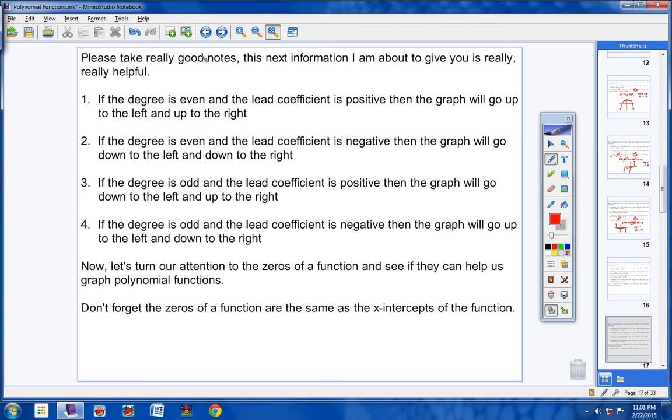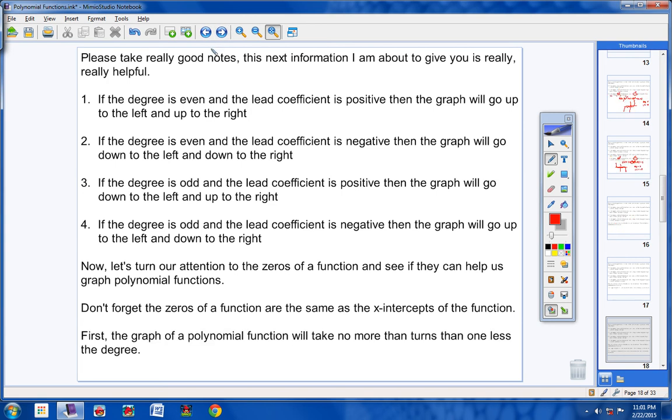Don't forget, the zeros of a function are the same as the x-intercepts of the function. So finding zeros, as you can imagine, would really help us, because once we find the zeros of a function, we've really found the x-intercepts, and that's very helpful. First, the graph, write this down, this is so important. First, the graph of a polynomial function will take no more turns than 1 less than the degree.